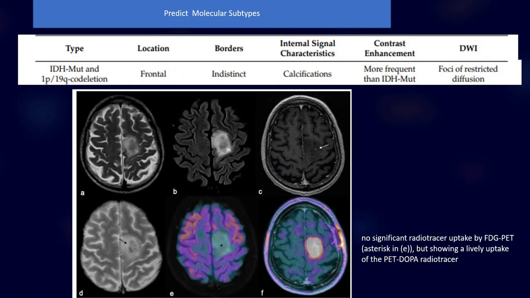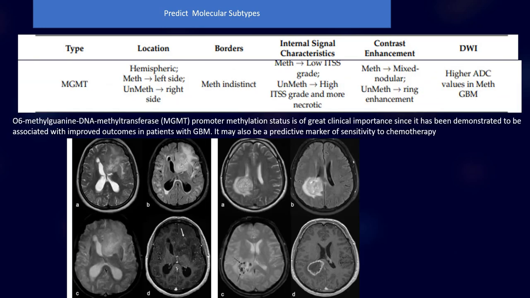Oligodendroglioma is IDH mutant with 1p/19q codeletion, usually cortical, showing some calcification with foci of restricted diffusion.